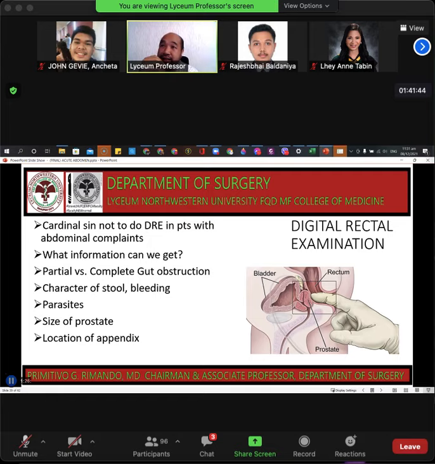In older men, of course, you have to identify the size of the prostate. The prostate can be so large, it can cause not only urinary obstruction, but even rectal obstruction.